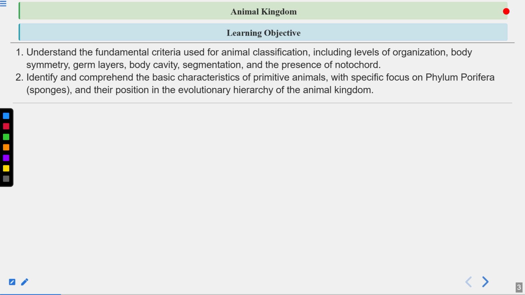Second learning objective: to identify and comprehend the basic characteristics of the primitive animals with a specific focus on the phylum Porifera. So today we are going to study one of the phyla, that is phylum Porifera, the first phylum, right? And that we call sponges, and their position in the evolutionary hierarchy of the animal kingdom. So why do we keep this phylum Porifera as the very first phylum? Because of the evolutionary hierarchy. We will study this in detail.